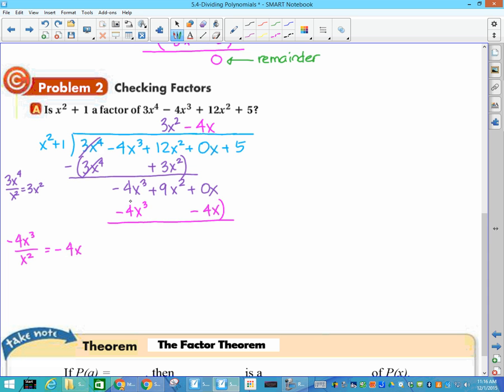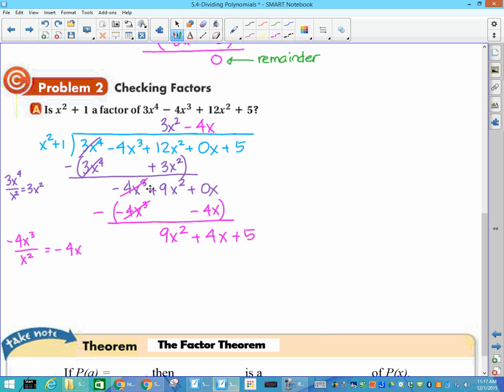And now I'm subtracting that thing. These are the same, so when I subtract them, they go away. 9x squared is going to be carried down because I subtracted 0 from it. 0 minus a negative 4x is, of course, plus 4x. And then I bring down my last term. So I bring down my 5.